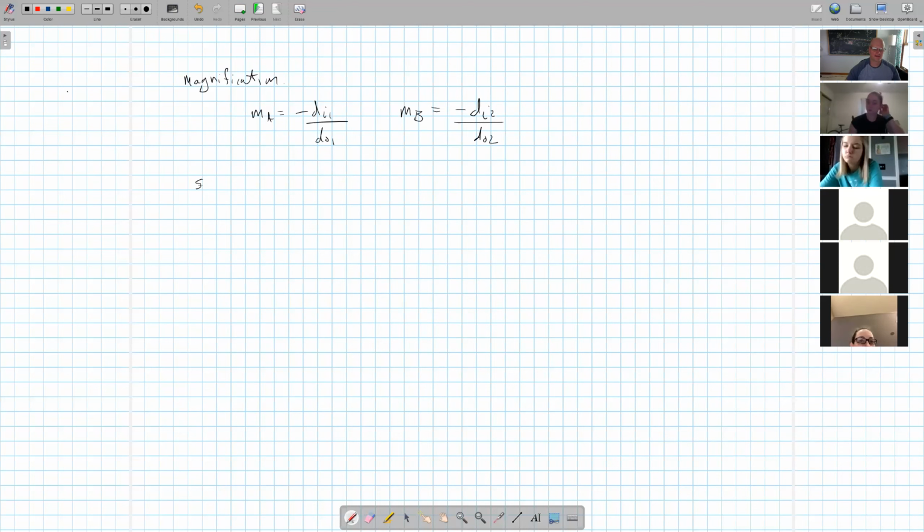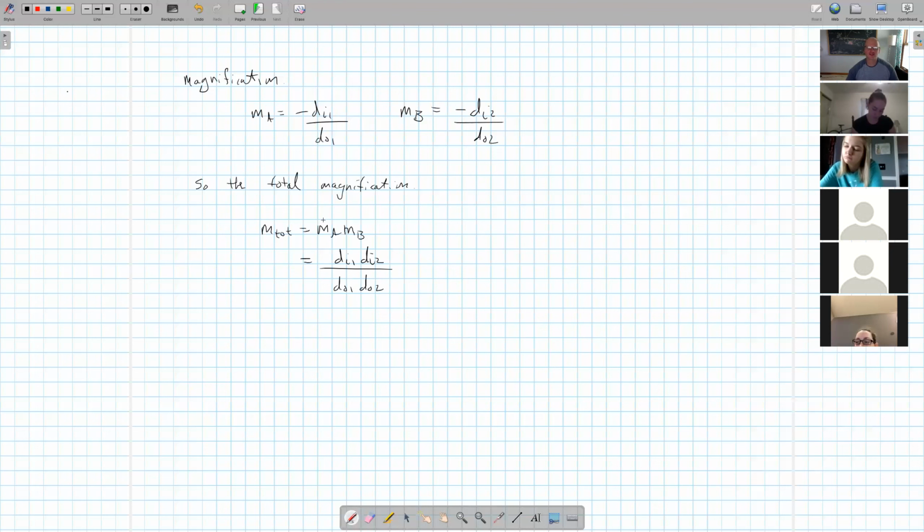So the total magnification is actually just the product of these two magnifications. So the total magnification, I'm going to call M total, is then equal to MA times MB. So it's going to be equal to simply image distance 1 times image distance 2 divided by object distance 1 times object distance 2. So this is our total magnification.